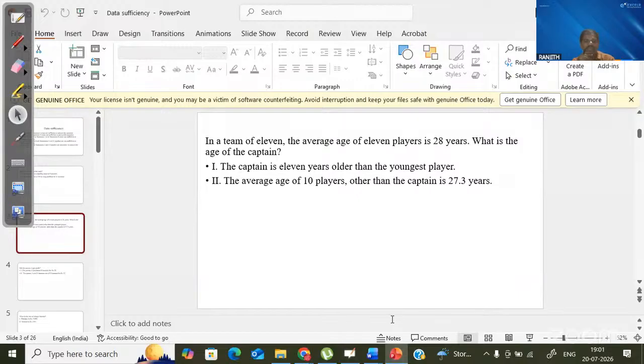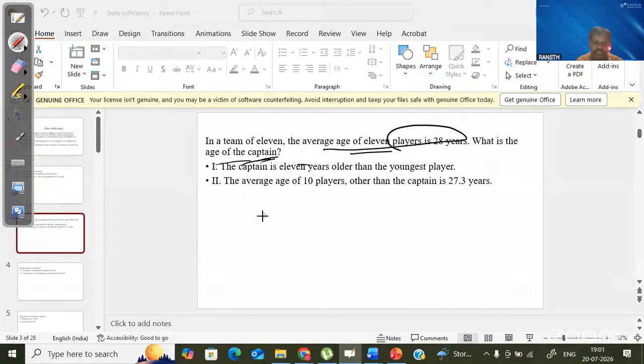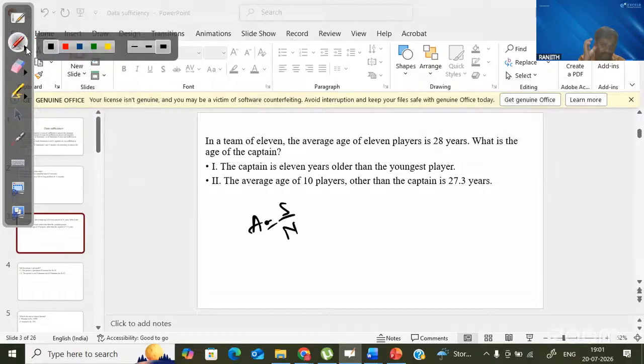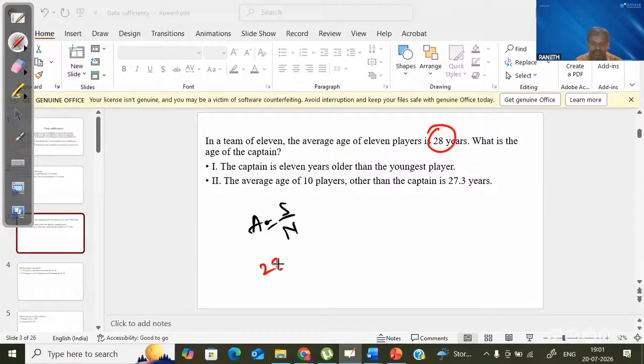In a team of 11, the average age of the 11 players is 28. What is the age of the captain? Average equals sum by number. The average is 28 and the number is 11, so the sum equals 28 into 11.